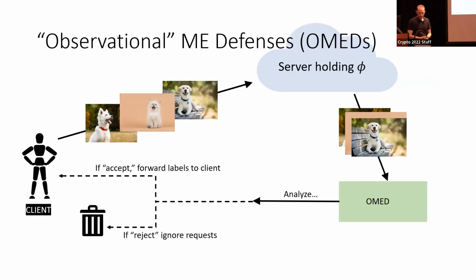So a third type of defense, which is going to be the focus of this talk, is what I like to call an observational model extraction defense, or OMED for short. In an OMED, the server who holds the model, the model owner, would take the queries requested by the client and forward them to some kind of analysis algorithm, the OMED, which would then output either accept or reject. In the case of acceptance, the OMED would advise the owner to forward the labels back to the client, and on rejection it would say, server, ignore the client.